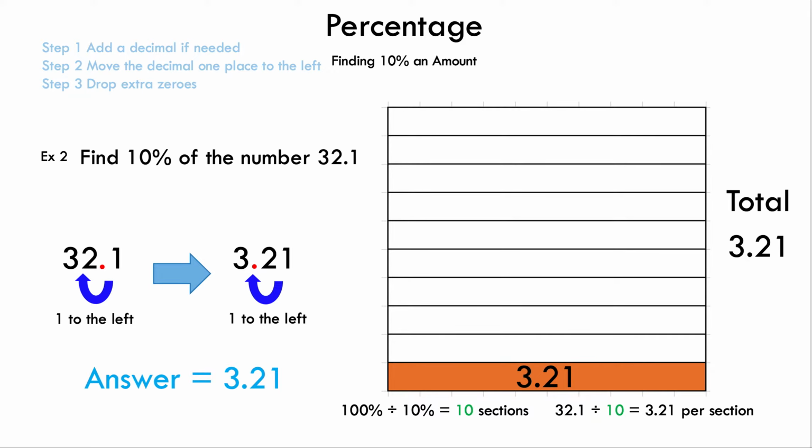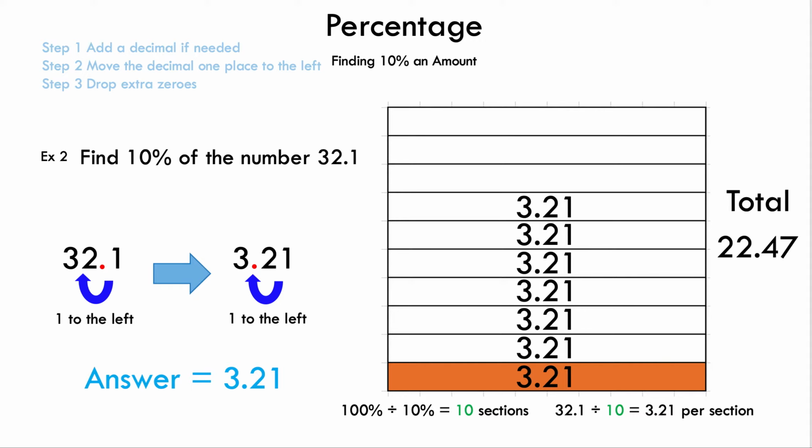Now let's go ahead and fill out the rest of the sections to see what happens to our total. So if we add another 3.21, our total now is 6.42. Let's add another. Our total is 9.63. Another, 12.84. Another, 16.05. Another, 19.26. Another, 22.47. Another, 25.68. Another, 28.89. And let's add our last one. And now our total is 32.1. So that is why 3.21 is 10% of the number 32.1.